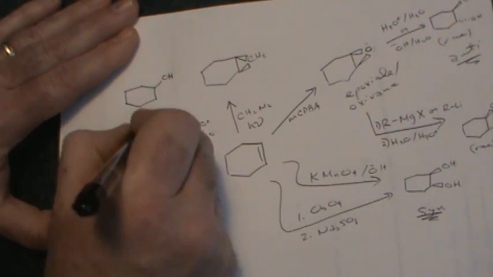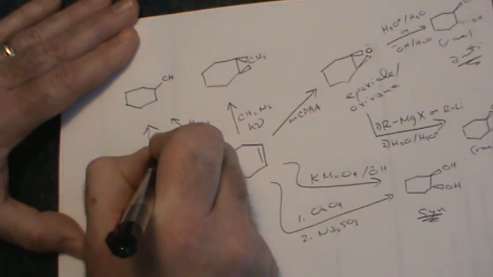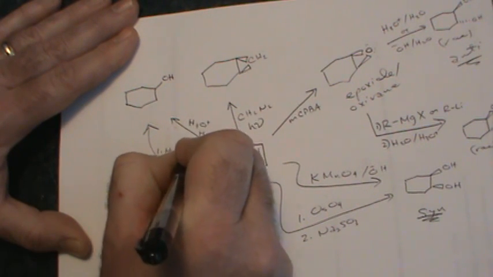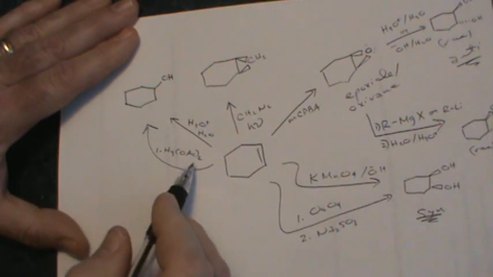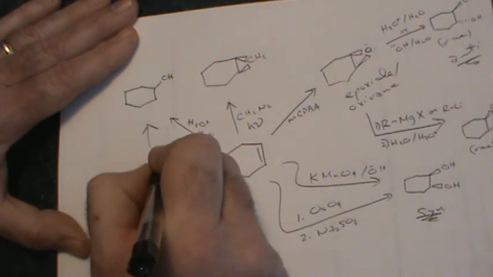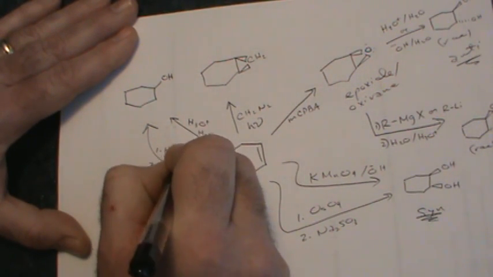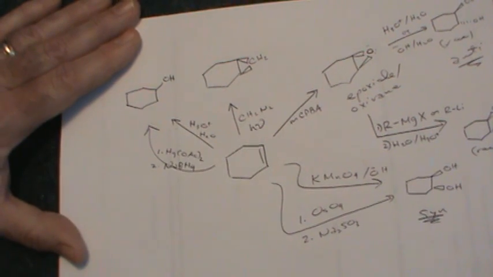And likewise, we can get to the same product in a two-step sequence called oxymercuration, where in the first step we would add mercuric acetate in aqueous solution, and in the second step a reduction using sodium borohydride to give us the same Markovnikov hydration product.